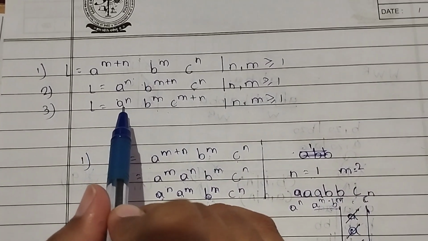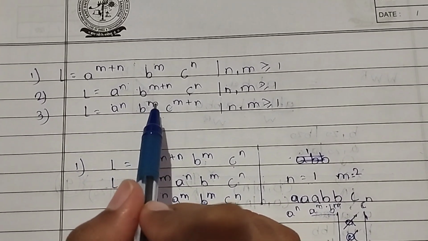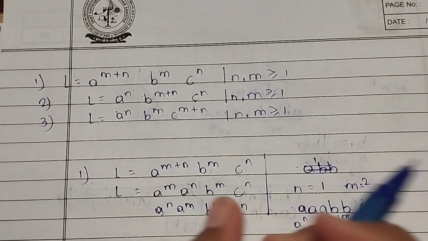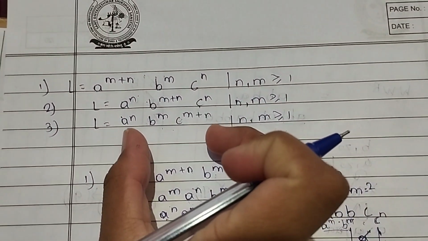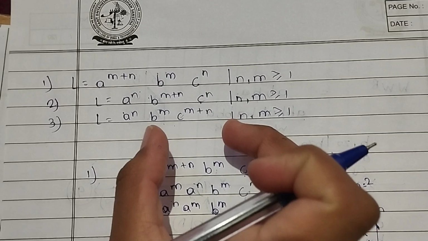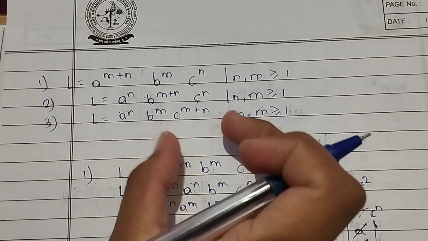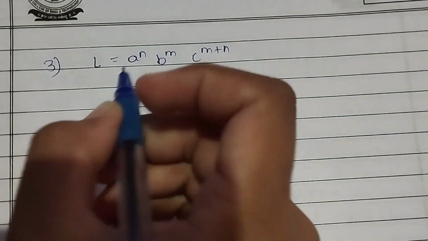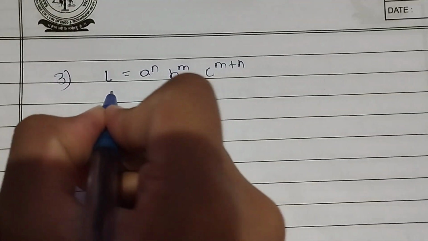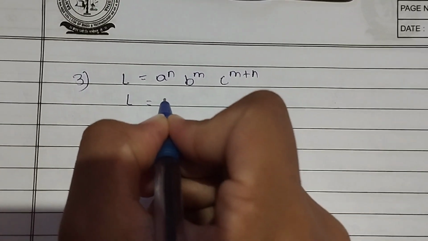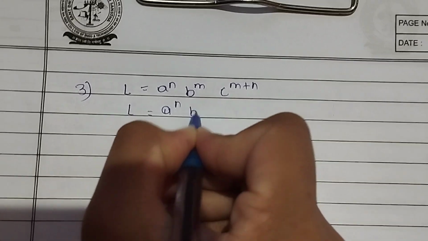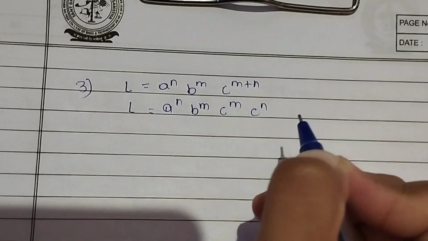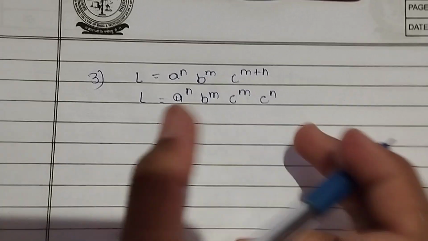So now we solve this a raised to n, b raised to m, c raised to m plus n. So now first step, as it is, simplify the complex equation into simple form and then try this. So let's solve this. So this is the question. Now we simplify this. So a raised to n, b raised to m, c raised to m and c raised to n. This is the simple form.